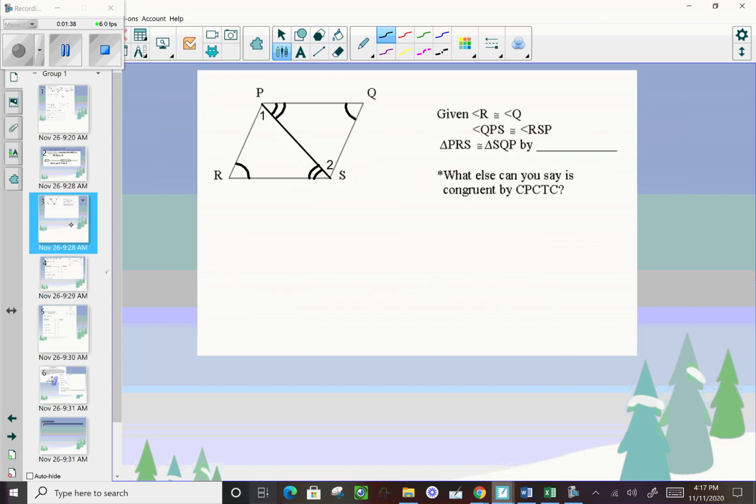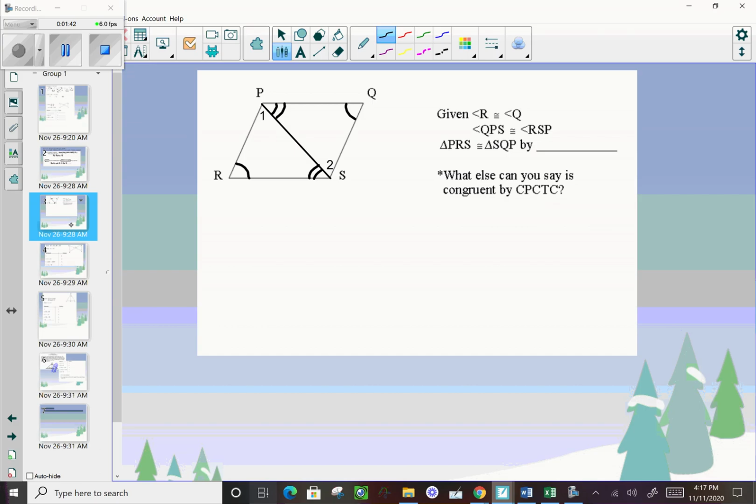So let's talk about what it really means. If I'm given in this picture that angle R is congruent to angle Q, and angle QPS is congruent to angle RSP, so we've got R and Q marked with the 1 arc, then QPS is here, RSP is here, so it's those with the 2 marks. I want to know why triangle PRS is congruent to triangle SQP. So take a moment right now and answer that question.